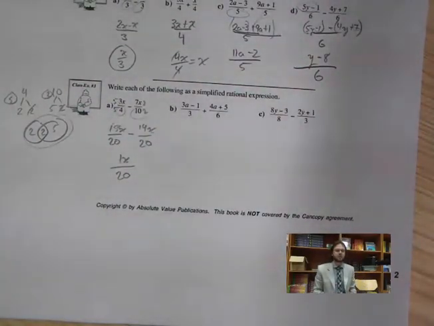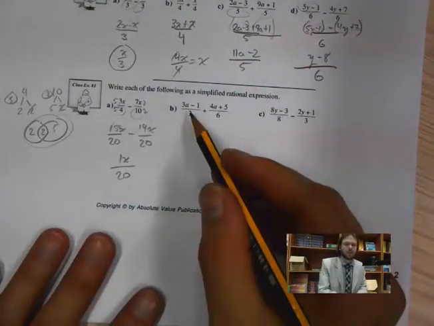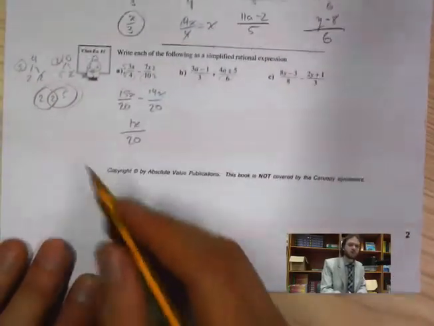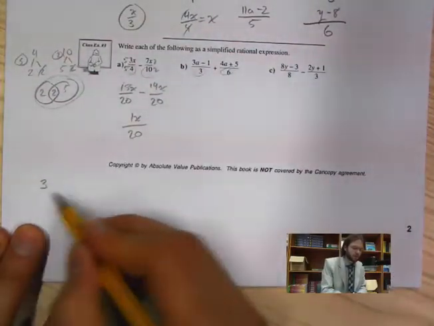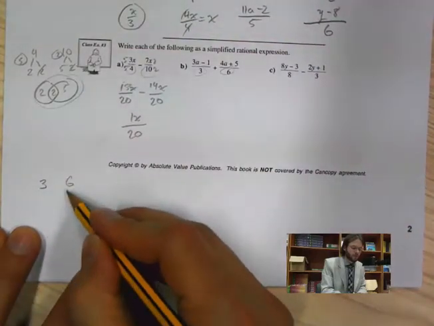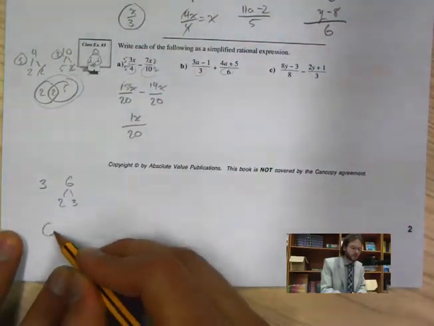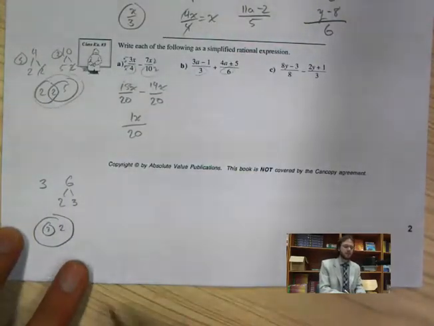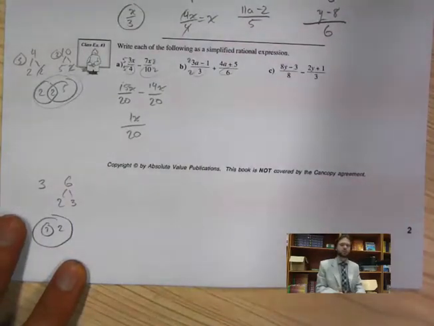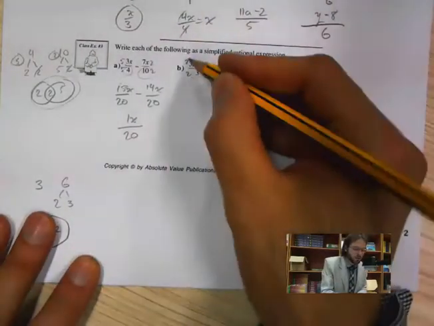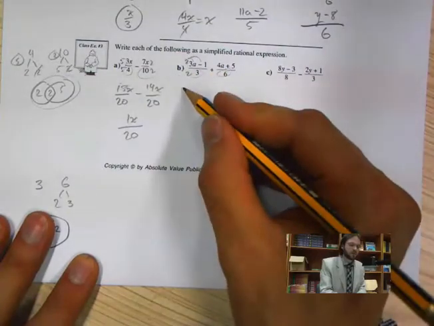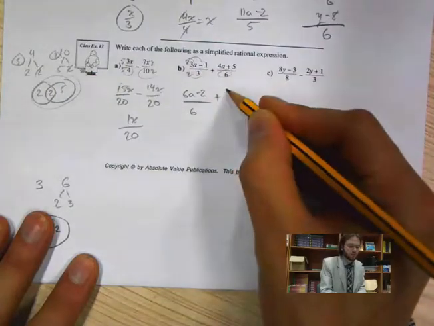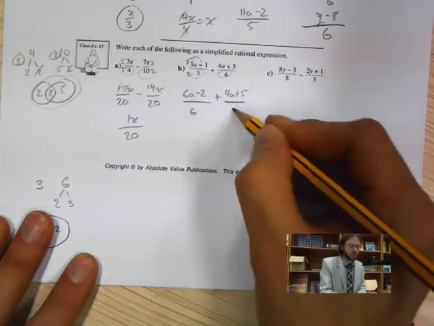Okay? Let's try the next one here. We are adding this again, but now we're looking at different denominators. So I'm just going to do this one more time down here. So I have 3. Well, the factor of 3 is 3. And then we have 6. That is 2 and 3. So 3 is actually a part of 6, isn't it? So I could just multiply everything here by 2. And we end up getting, the 2 has to go into both, right? Distributive law. So I get 6a minus 2 all over 6 plus 4a plus 5 all over 6.